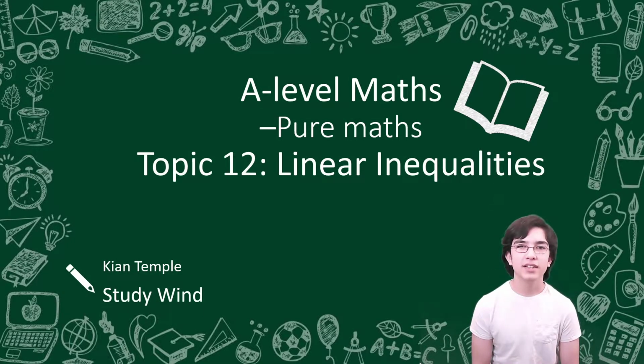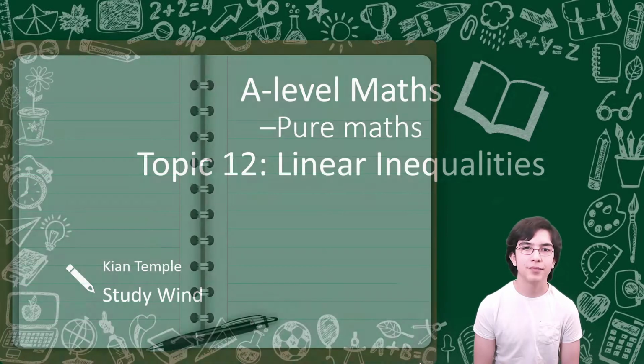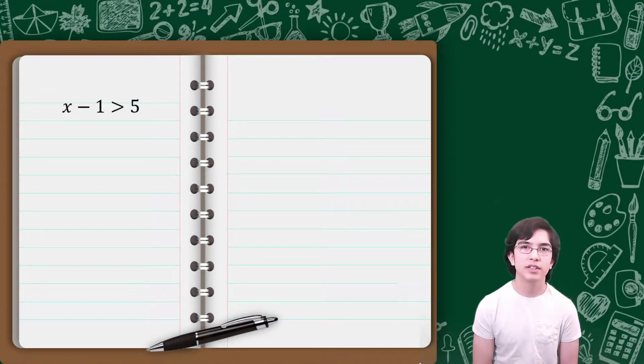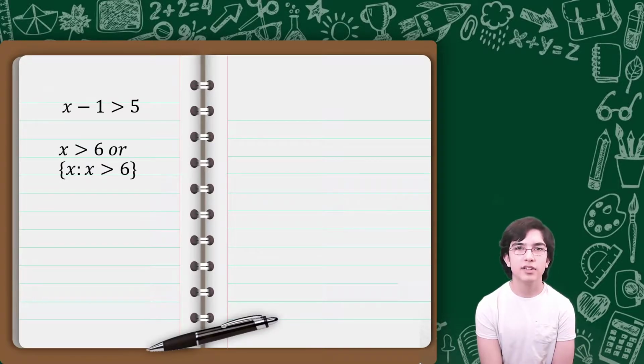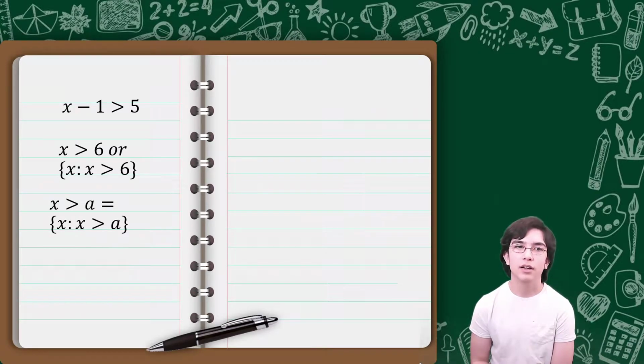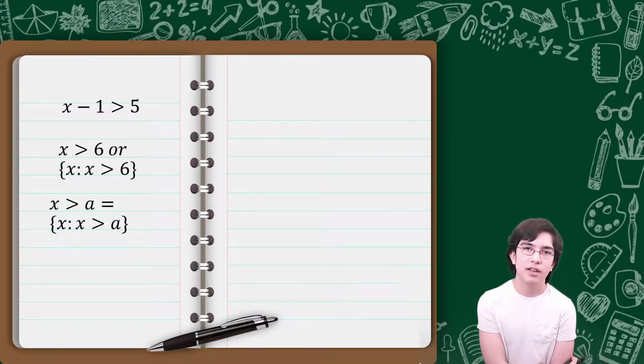Today we will be looking at linear inequalities. So linear inequalities are quite simple. It's like algebra, except with a greater than or less than sign. So for example, x minus 1 is greater than 5. Just add 1 to both sides, and you get x is greater than 6. Or you can write it in set notation, where you have {x : x is greater than something}, 6 in this situation.